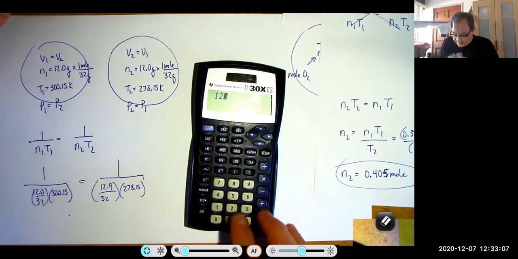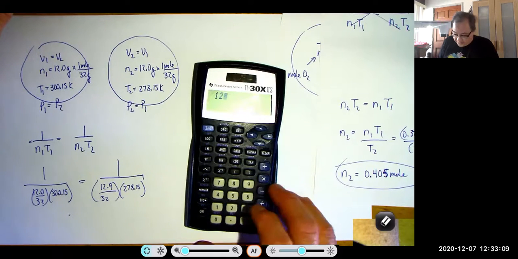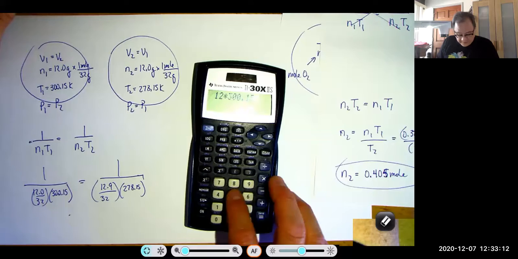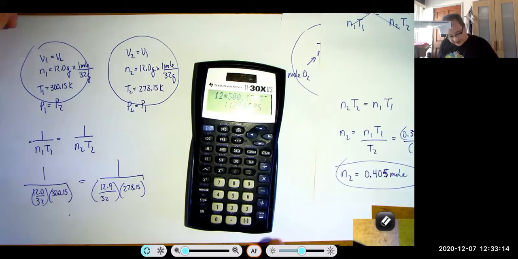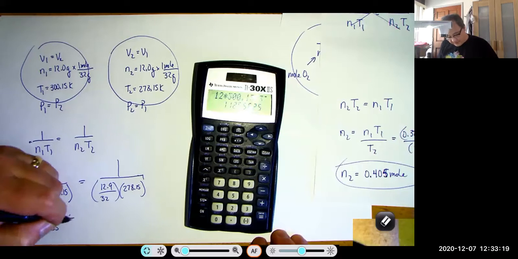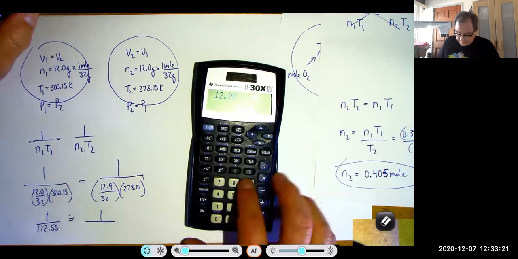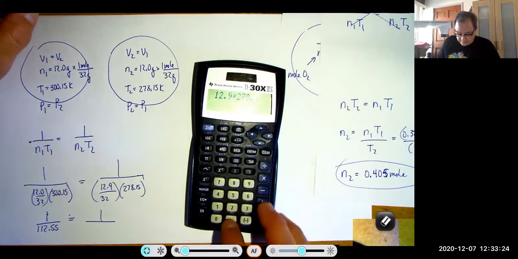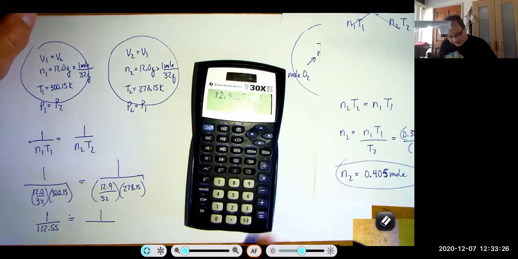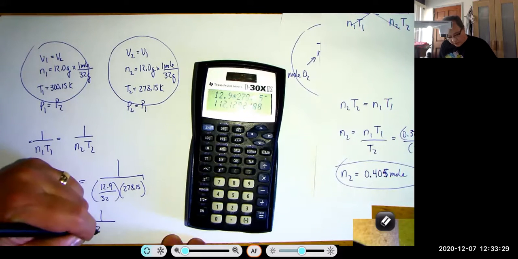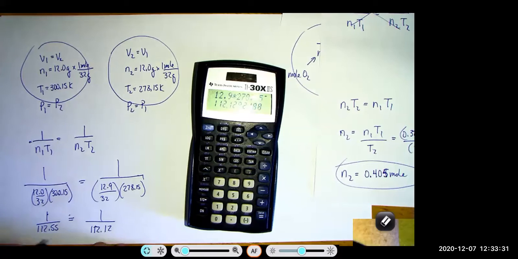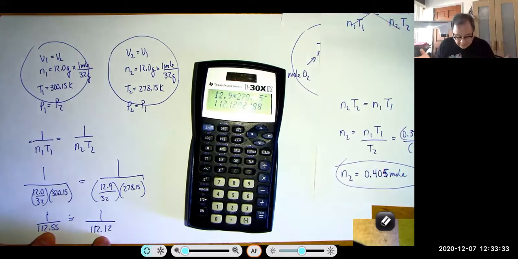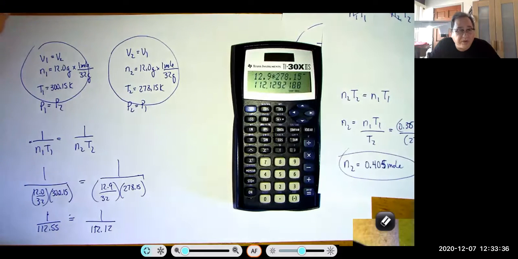So 12 times 300.15 divided by 32. So I get 1 over 112.55. And here I get 112.12. And you can see that these are essentially the same amount. So it works out. So any questions there, Harry? Nope. That helped me out.